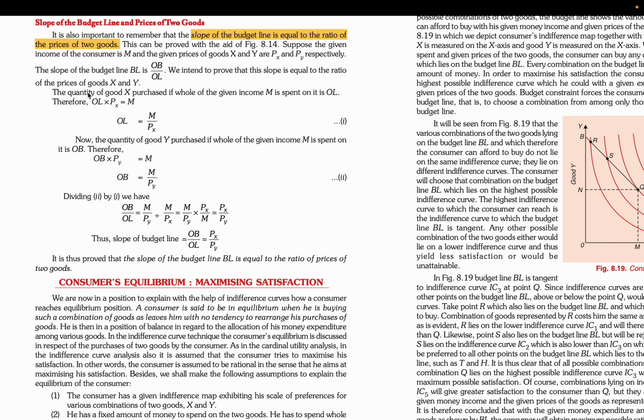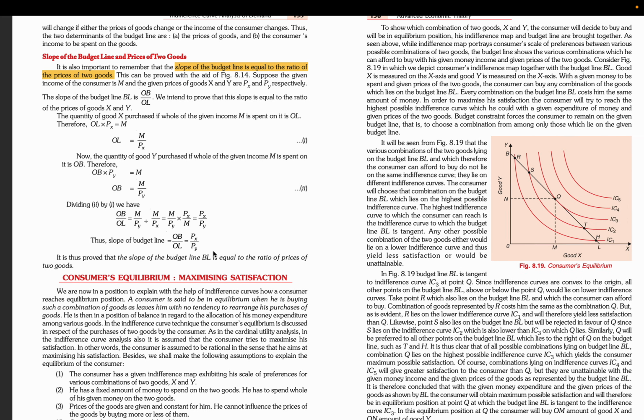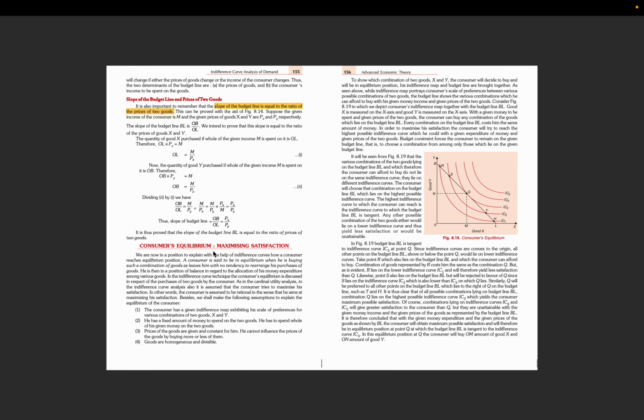The quantity of good X purchased if the whole of the given income M is spent on it is OL, therefore OL into Px is equal to M, right? We are spending the entire money income that we have on OL. So with the given price, this is going to be the equation. Now for Y, same intuition. Dividing 2 by 1, we get OB by OL, what we wanted. The value of OB by OL reduces to Px by Py, which is what we said in the beginning, that the slope of the budget line is the ratio of the prices of goods X and Y.